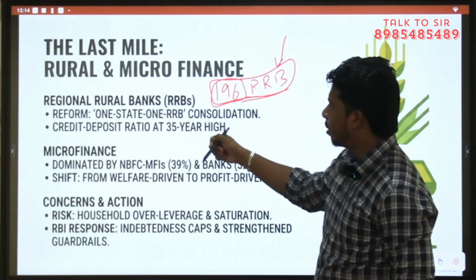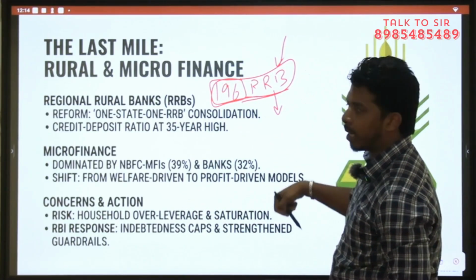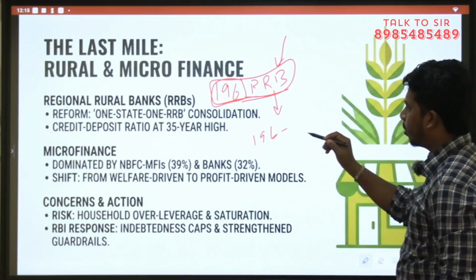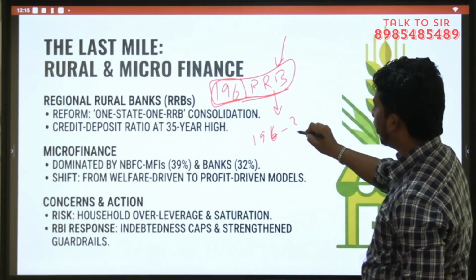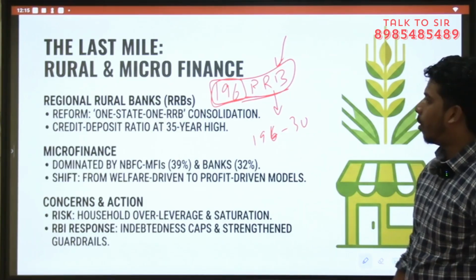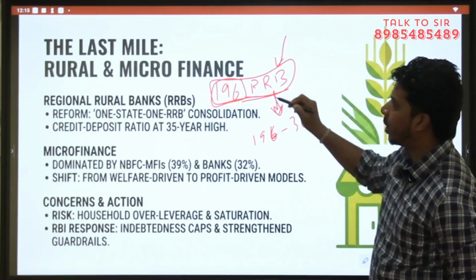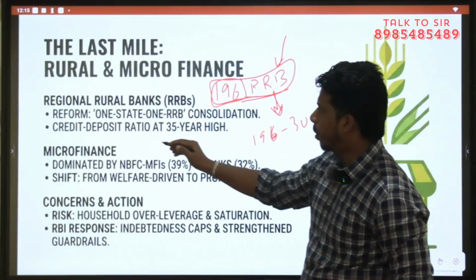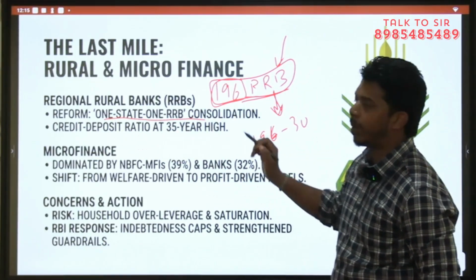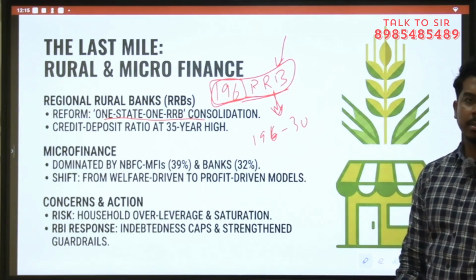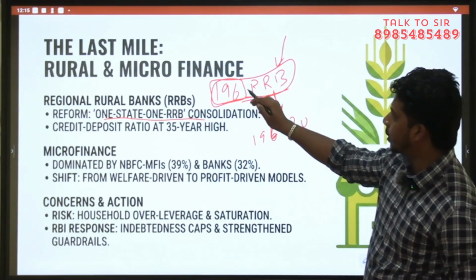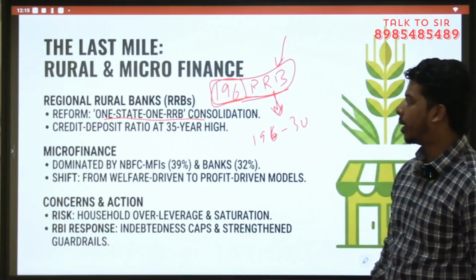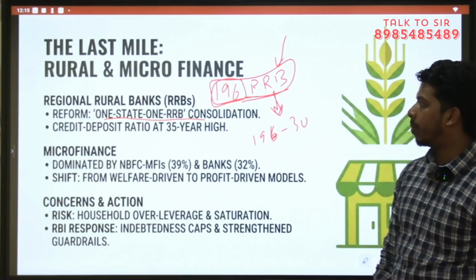So the government is merging these RRBs. From 196, I am not sure of the exact number, I think it is currently around 30, 40. So the government is reducing the number of regional rural banks by merging, and the theme is one state, one regional rural bank. We have 28 states. The government intends to reduce from 196 to 28 or some more. So, one state, one RRB.